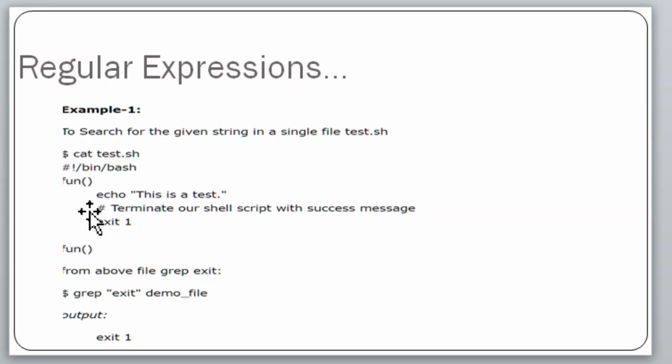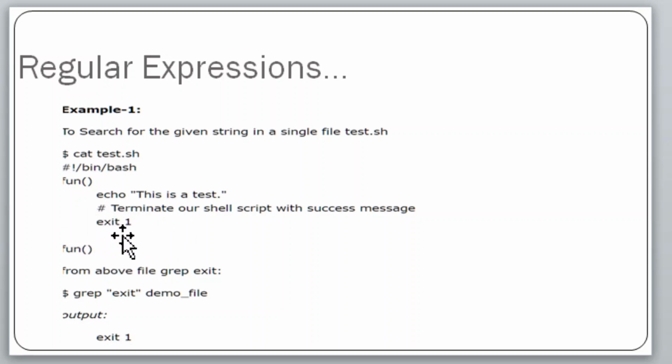So an example of this, to search for a given string in a single file named test.sh, we can cat test.sh, or test shell script. And what we're going to see is the hash string here, a function, and the function just says echo, this is a test. We have a comment that says terminate our shell script with success message, and then we have an exit 1 error flag there, okay? And then we call the function.